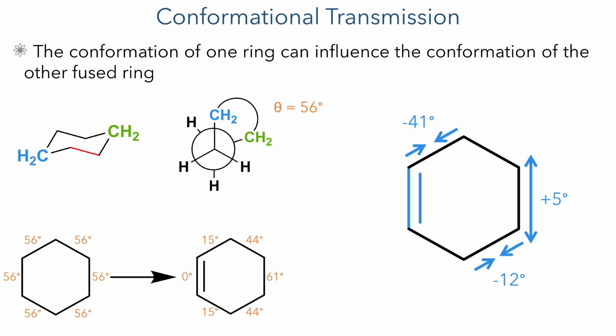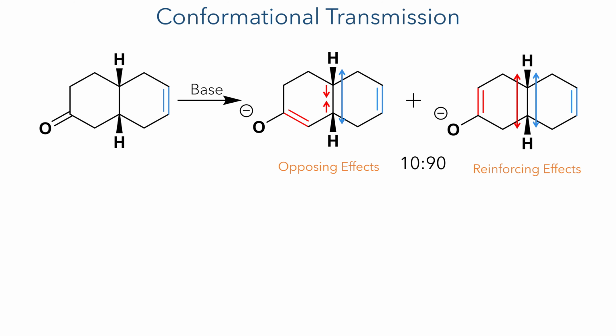We can describe the strain placed on the ring by the change in the dihedral angle from the optimal chair conformation, and also use arrows to show if it is contracting or expanding, as shown here in the example for cyclohexane. This conformational transmission can be seen in the formation of enolates. In the first example shown here, there are two possible sites for deprotonation, and the products are formed in a 1:9 ratio.